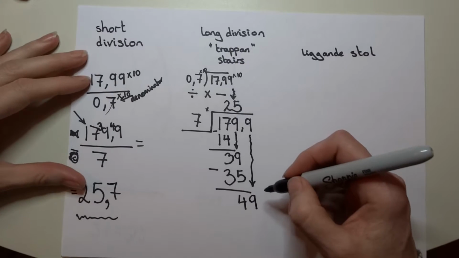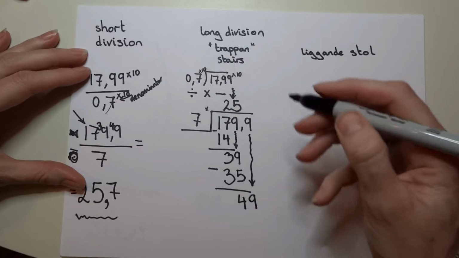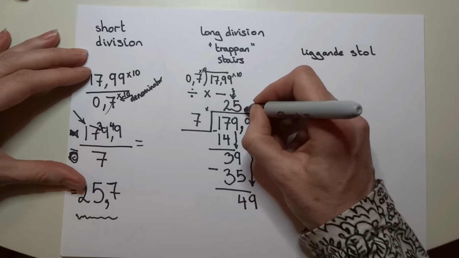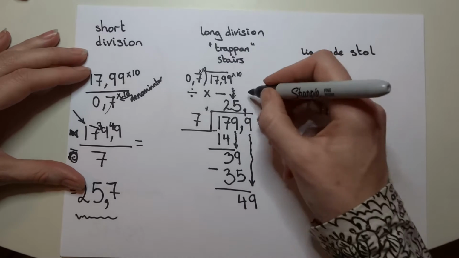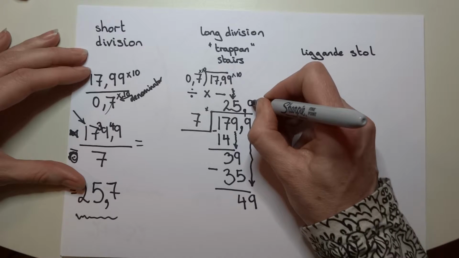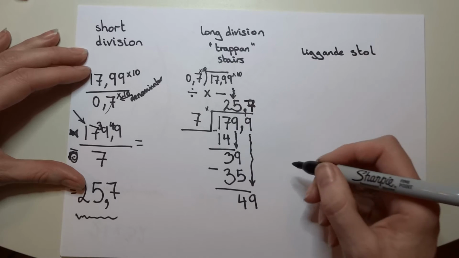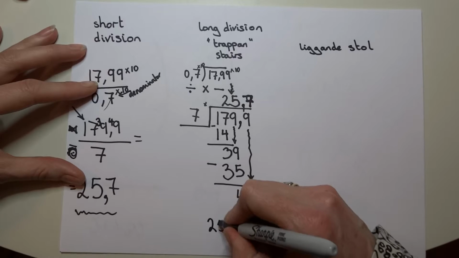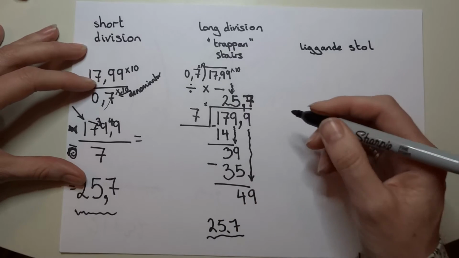Now we have 7 into 49. Before we do that step, we have to notice that there's a decimal point here. So we put the decimal point and then 7's into 49. 7 sevens are 49. 49 divided by 7 is 7. So we get the answer again, 25.7, just as we were expecting.